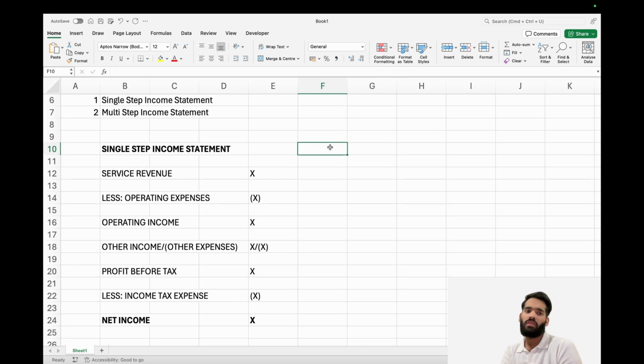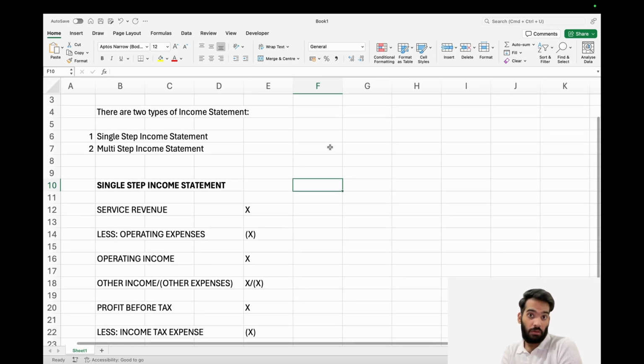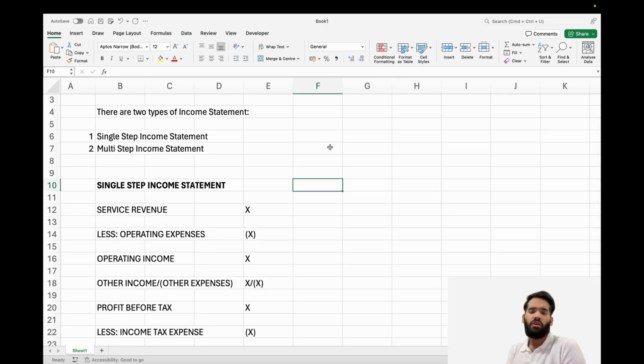Now, first of all, we have to understand which type of business will go for the multi-step income statement. When you have a business of selling anything, meaning you don't have a service business, you have a sales business, we use the multi-step income statement. That's why for almost every company nowadays you see the multi-step income statement format.